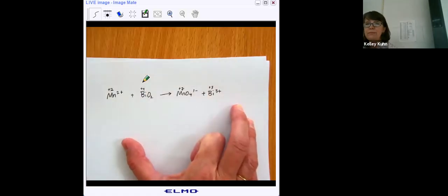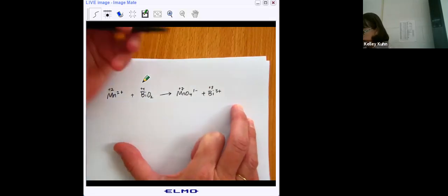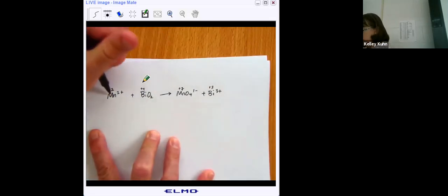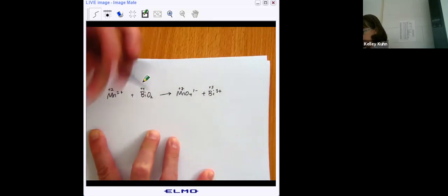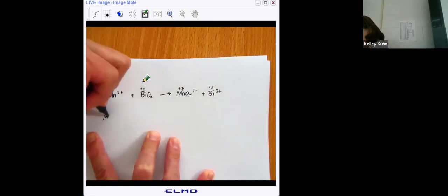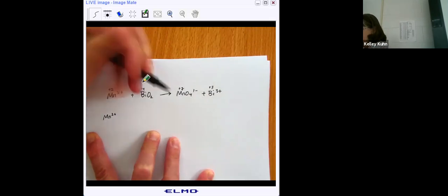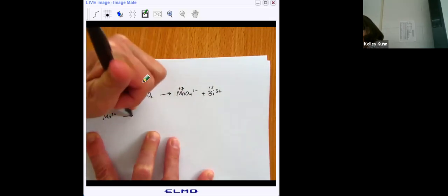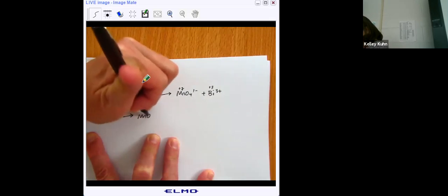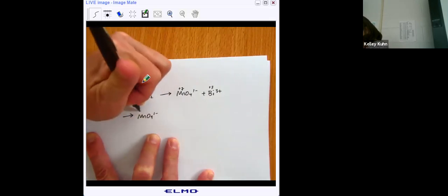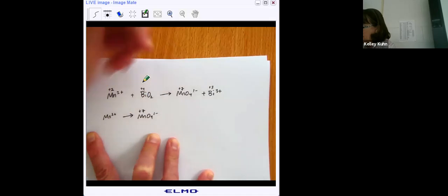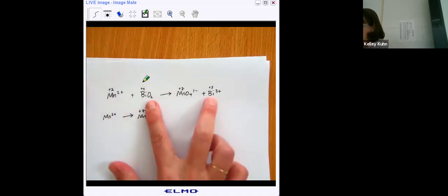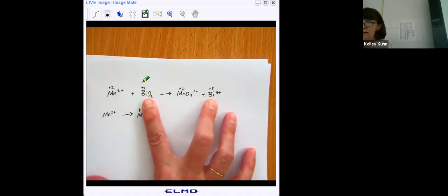So now I'm going to split these into half reactions. One of my half reactions is the one where manganese is losing electrons. Why do I say it's losing electrons? Well, it's getting more positive. And then my other half reaction is my half reaction with bismuth. Bismuth is gaining electrons. Why do I say that? Well, it's getting less positive.